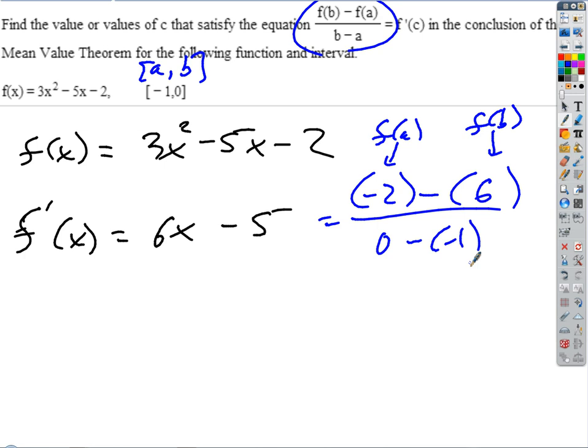Wait, is it f of b? Isn't f of b -2? Or is it switched? Did I get them backwards? Yeah. Never mind. Hang on. You're right. Let me flip this around. So that should have been 6 minus -2. No, it'd be the other way around. Then what's b minus a. So he had it right the first time. I had it right the first time, you just labeled them wrong. That's a b and that's an a. Sorry.